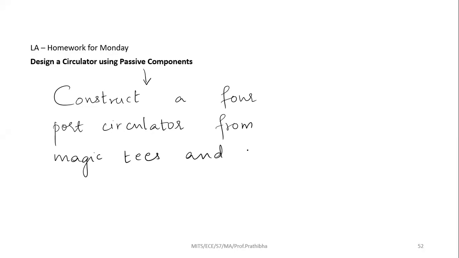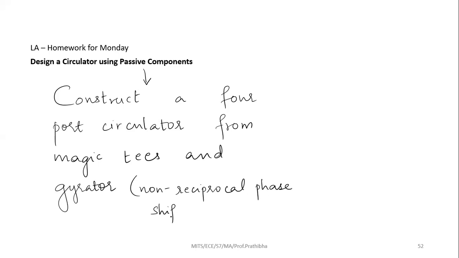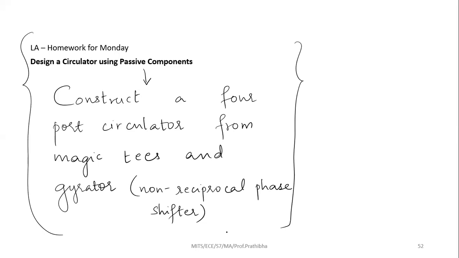and a non-reciprocal phase shifter, or let's say you use a gyrator. A gyrator gives a 180-degree phase shift in one direction. So remember, the gyrator is a non-reciprocal phase shifter. That means it will give you a 180-degree phase shift only in one direction. This is your homework for Monday: try to construct a 4-port circulator from a magic T and a gyrator, which is a non-reciprocal phase shifter. Please take down the diagram.